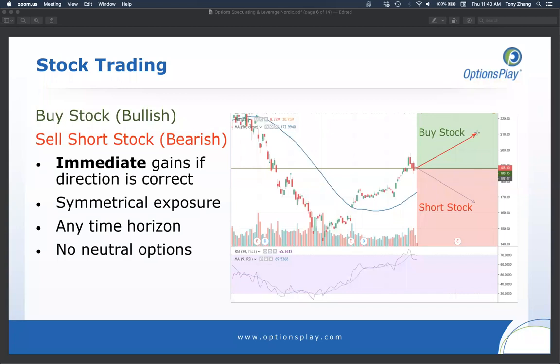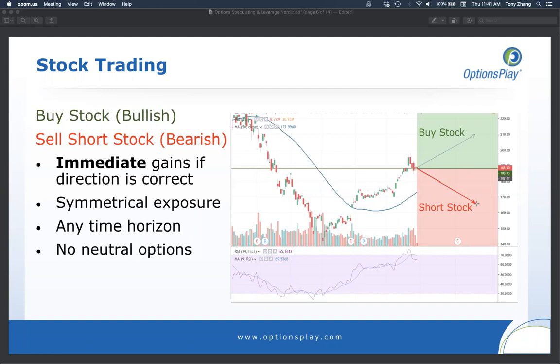So, one of the things that you'll be able to do here is trade directional exposure in an underlying stock. However, if you're wrong on the direction and you buy the stock and the stock moves down by a penny or a dollar or a crown, the further the stock goes, the more money you lose. So this is what we call symmetrical exposure, dollar for dollar exposure.